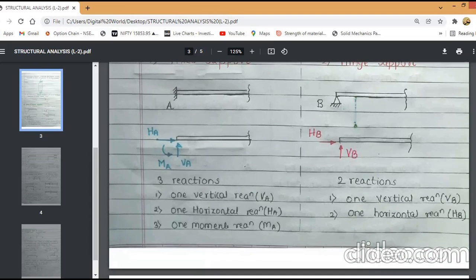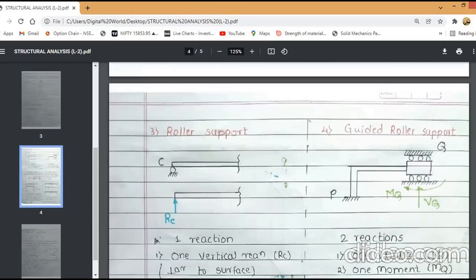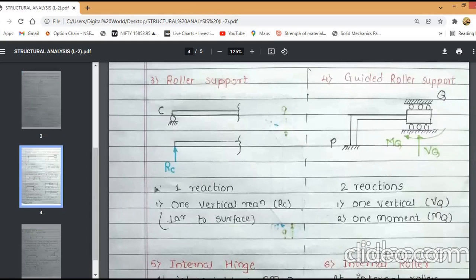Then third type of the support is roller support. In case of roller support, there is only one reaction acting on the member, which is vertical reaction. That means perpendicular to the surface of the member. Then fourth type of the support is guided roller support. In case of guided roller support, there are two reactions. First one is the vertical reaction and second one is the moment reaction.